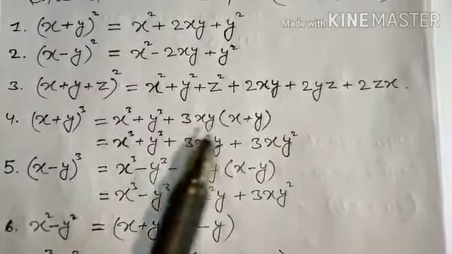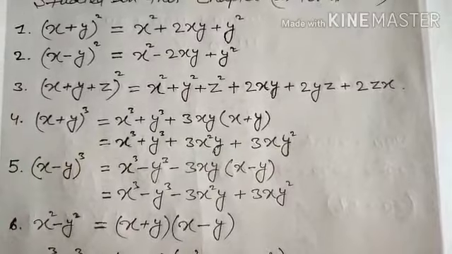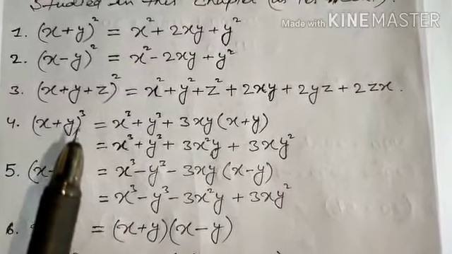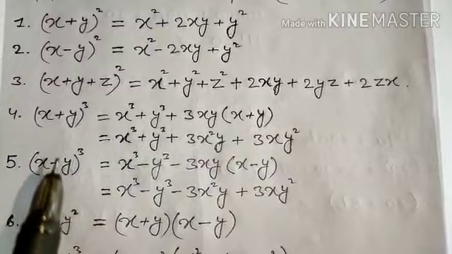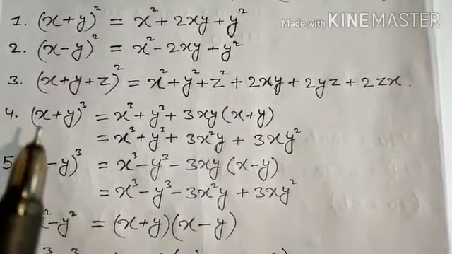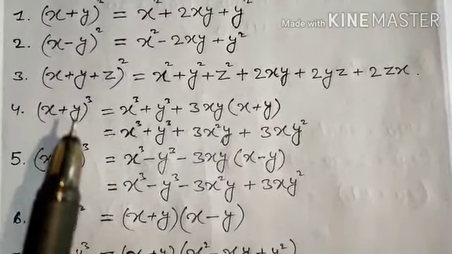So you just remember this part first. (x + y) whole cube, (x - y) whole cube. Where the plus sign is there in (x + y) whole cube, all plus; where the minus sign is there in (x - y) whole cube, all minus. Just keep this in your mind.